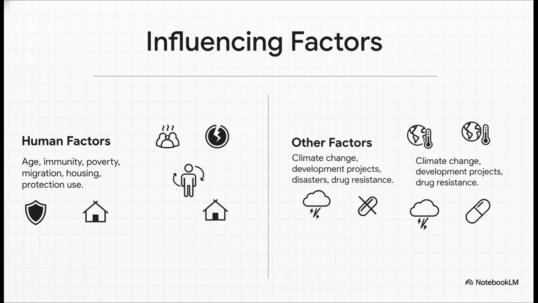Influencing factors of malaria transmission include human factors: age, sex, immunity, morbidities, education, habitation site, poverty, livelihood, migration, housing pattern, personal protection measures, etc. Other factors: climatic changes, developmental projects, displacement, disasters, resistance of anti-malaria medicines, insecticides, low-reach public health facilities.